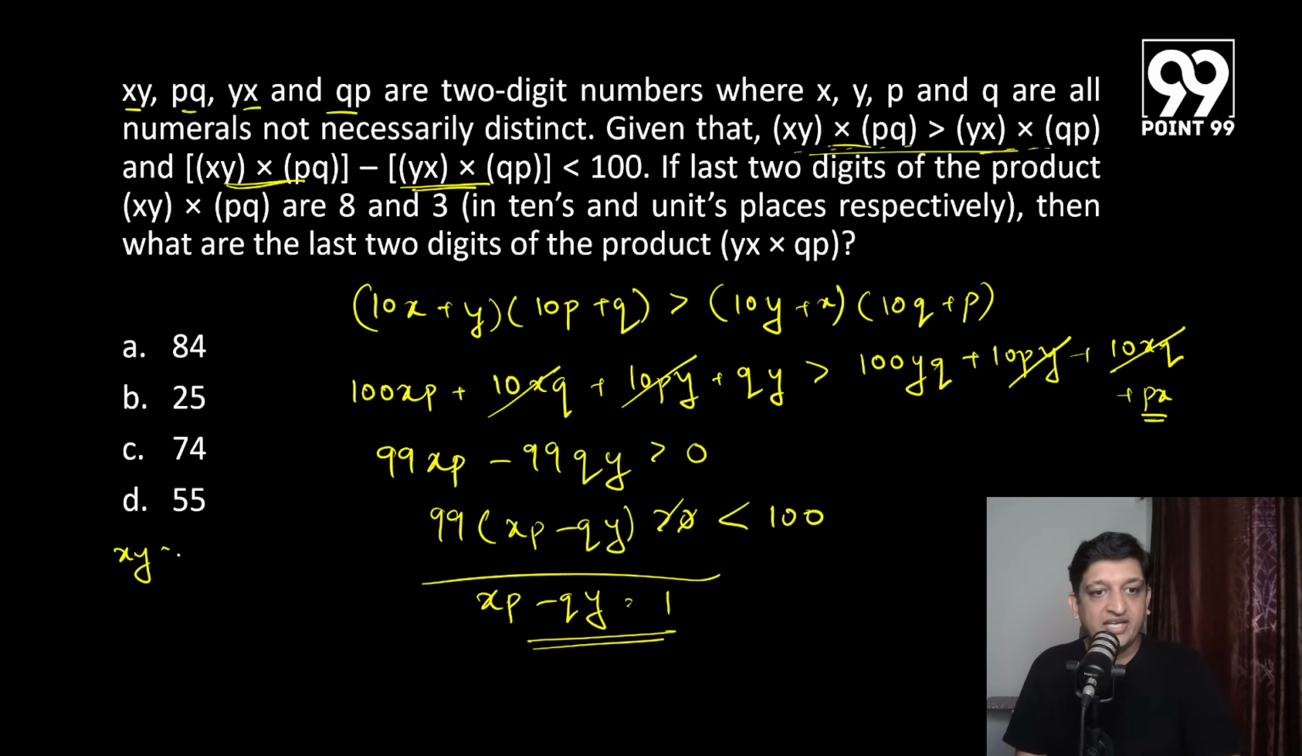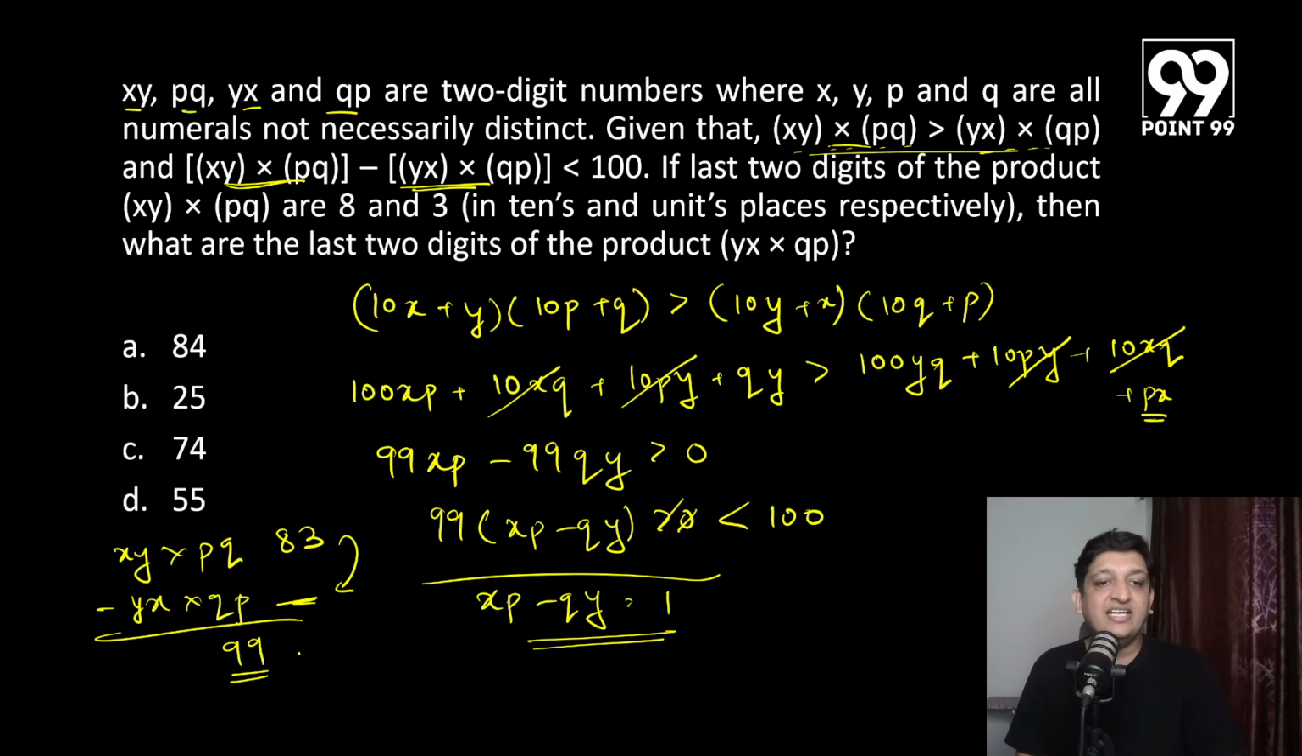So xy into pq minus yx into qp, right? This should end in a 99. But we know that this part ends in 8 and 3. So 83 minus what will end in 99? That is what we have to figure out. So if 83 minus something ends in 99, then this part has to be an 84.